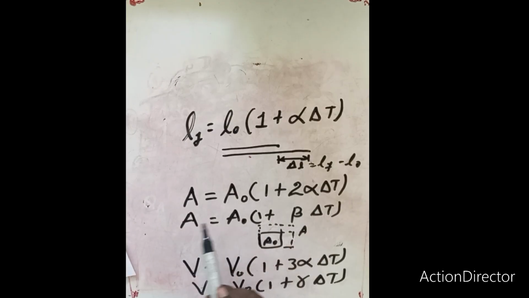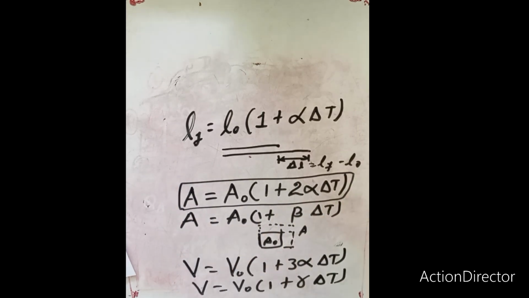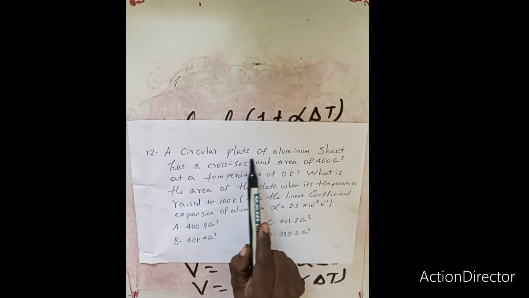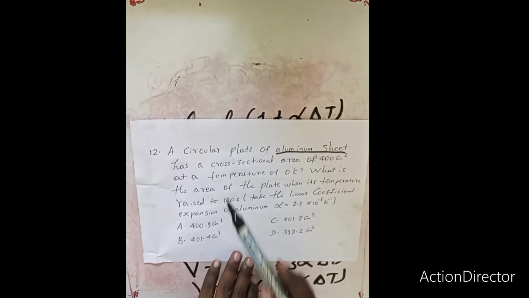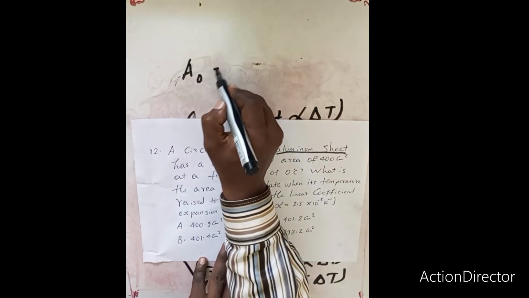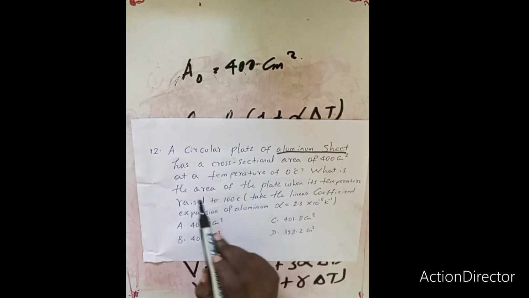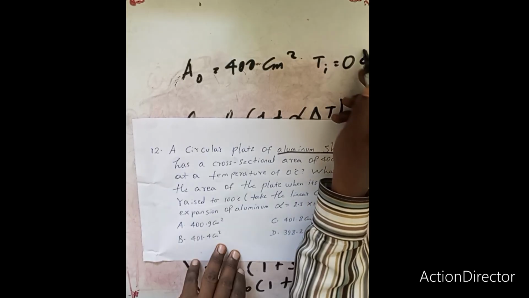Okay, so for this question we use this formula because we are looking for the area. Therefore, let's look at the given values in the question. We have the following: a circular plate made of aluminum sheet has a cross-sectional area. The original area is 400 centimeter square, and the initial temperature is 0 degrees Celsius.